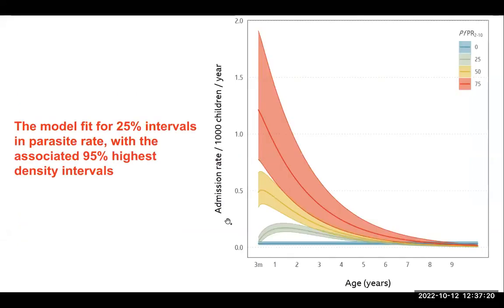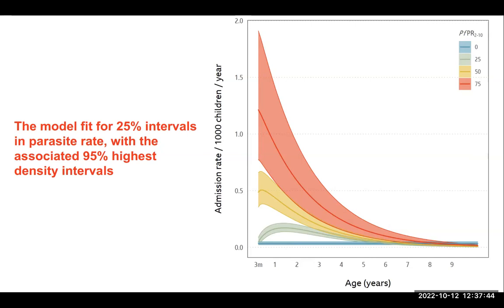So this is another way of visualizing the same data from the previous slide. On the y-axis, we have the rate of severe malaria, and on the x-axis, we have age in years. And the colors of the smooth line show you the cutoffs for transmission intensity, with red showing high transmission intensity and blue showing very low transmission intensity.